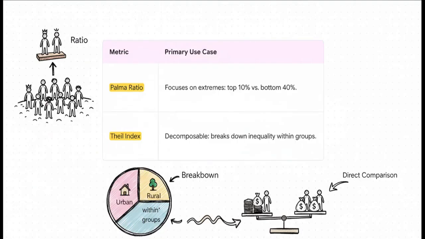And thankfully, we've got other tools in the toolbox. The Palma ratio, for instance, zooms right in on the extremes, comparing what the richest 10% have versus the poorest 40%. The Theil index lets you do something really cool that the Gini can't. You can break down inequality within different groups, like between urban and rural areas. These don't replace the Gini, but they add these crucial layers of detail to the story.